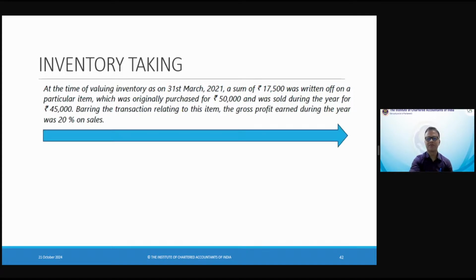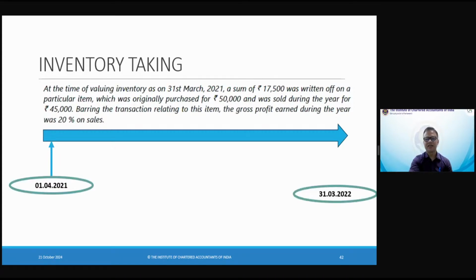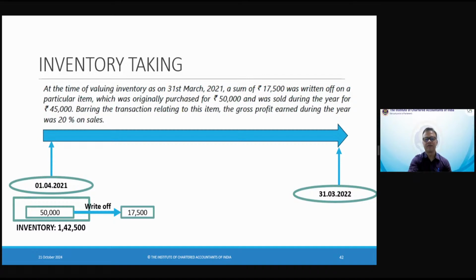But what happened is, 1st April है, 31st March 2022, we have a long journey to that. Inventory था 1,42,500. In that, what happened? An item was purchased for 50,000. But what happened? That item which was purchased for 50,000 was written off for 17,500. It was written off from that item because market demand, as I talked just now that when there are market conditions that don't make this inventory to have that value, so you write off that.